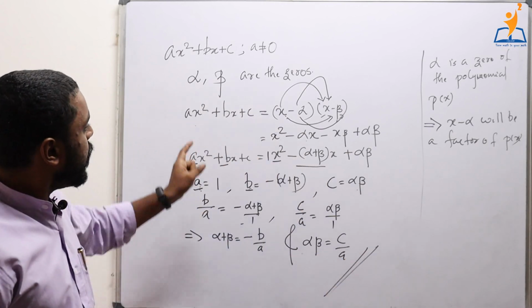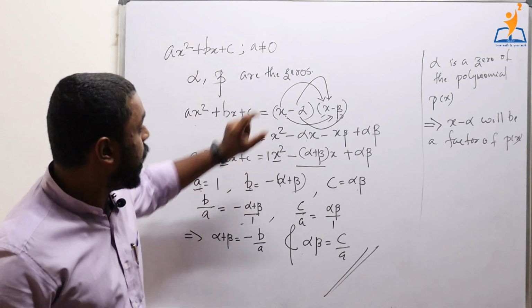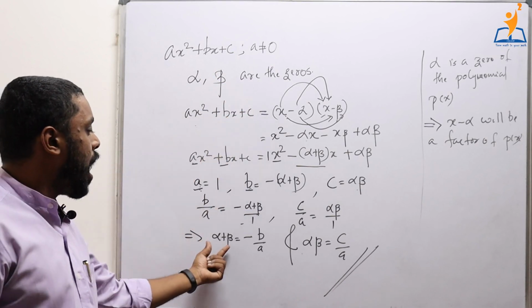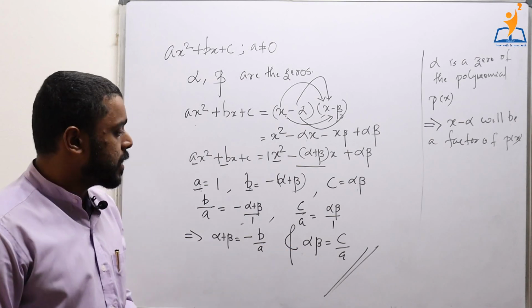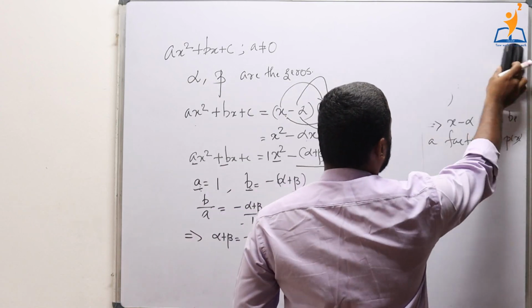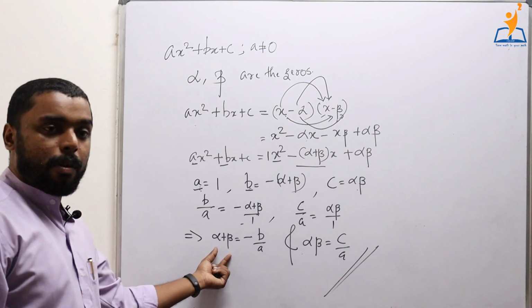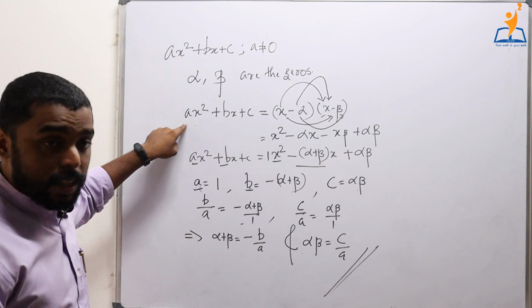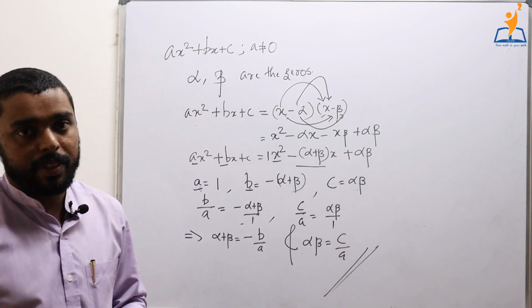Whenever alpha and beta are the zeros of a second degree polynomial, ax square plus bx plus c, we have alpha plus beta is equal to minus b by a and alpha beta is equal to c by a. Always remember this result. For any quadratic polynomial, sum of the zeros, alpha plus beta, is equal to minus b by a, where b is the coefficient of x and a is the coefficient of x square, and alpha beta equal to c by a.